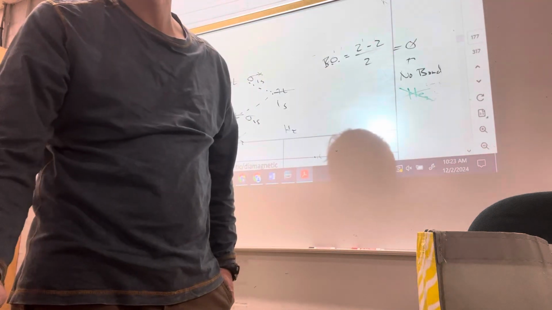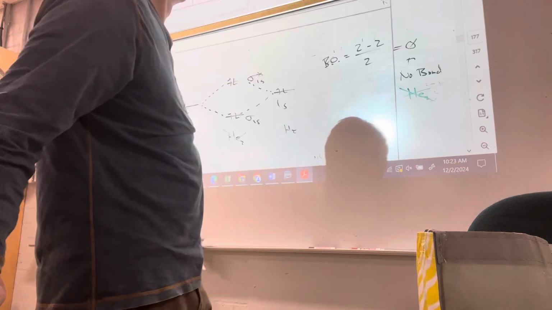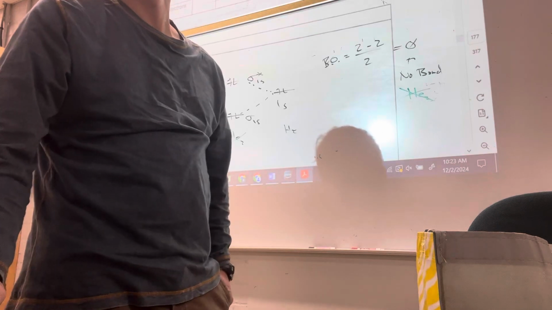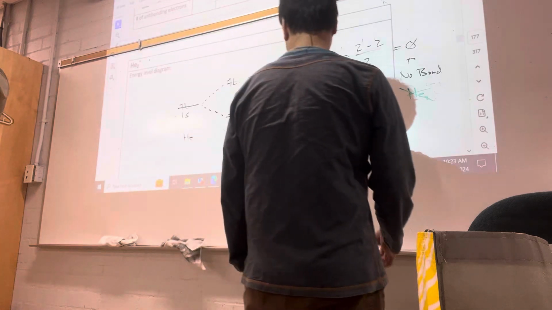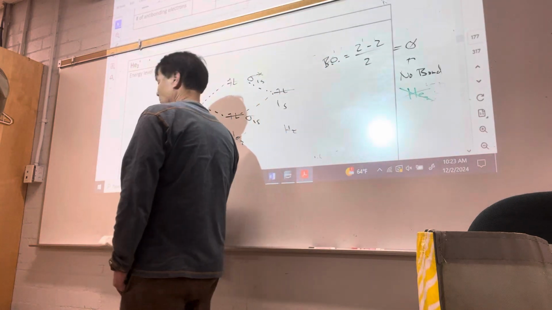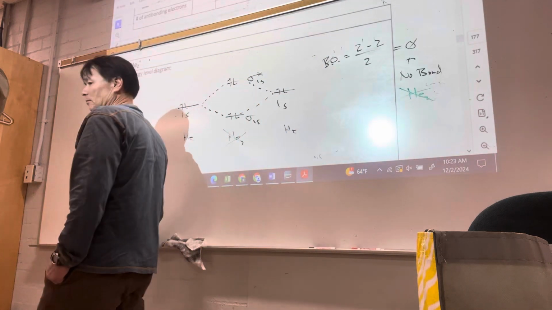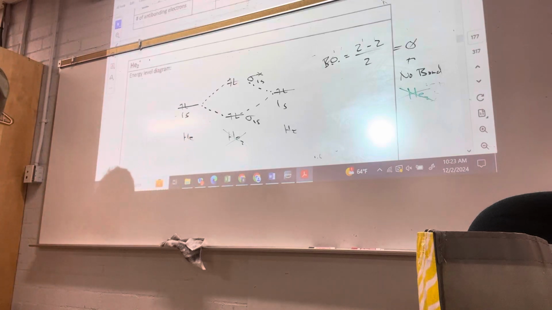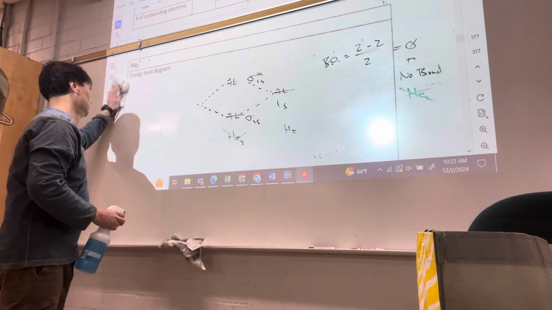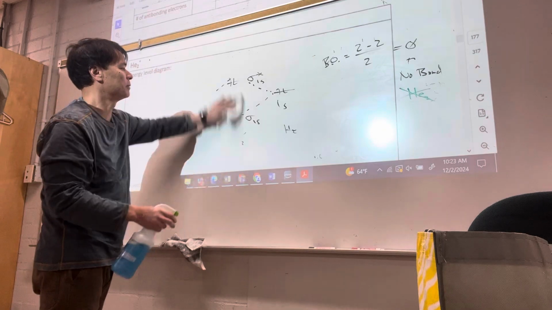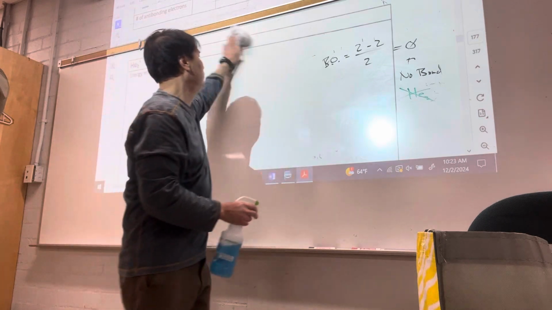So you say the bond order is zero. No bond. Diamagnetic and paramagnetic only work if it exists. So it doesn't exist, and therefore there are no magnetic properties to measure for it. So just say not applicable, N/A.